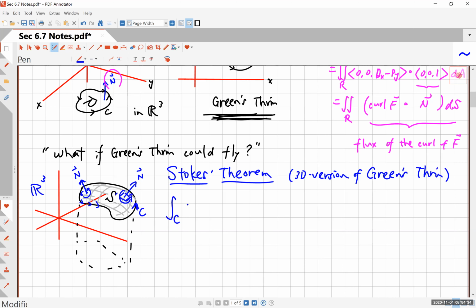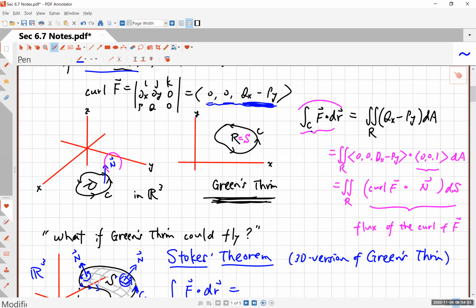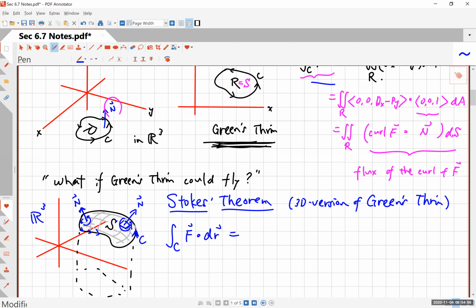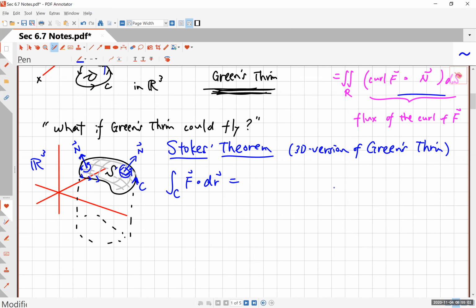The line integral, the work integral over the curve C of F dr. In other words, this is the circulation or flow or the work done by F as you go along this curve C, and it is equal to, very much like Green's theorem, what was on the right hand side? Well, we found out in the context of three-dimensional space, it's the curl of F dot N, and that's exactly what we have over in this side.